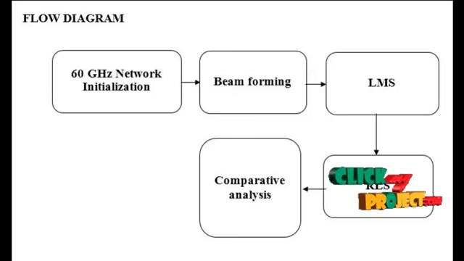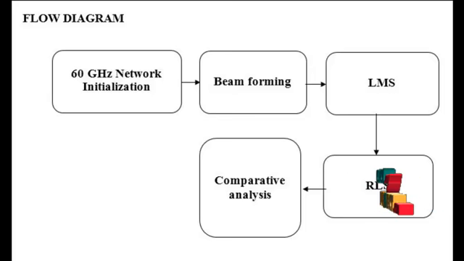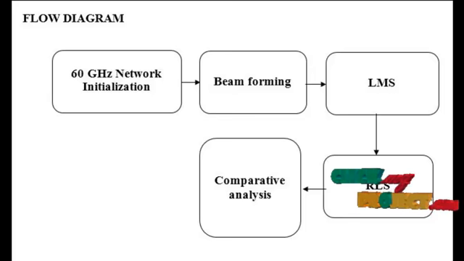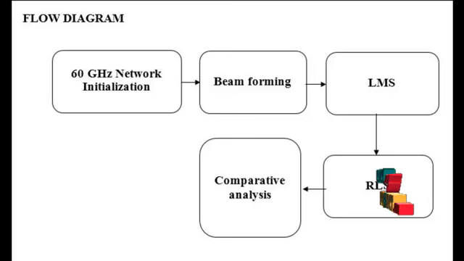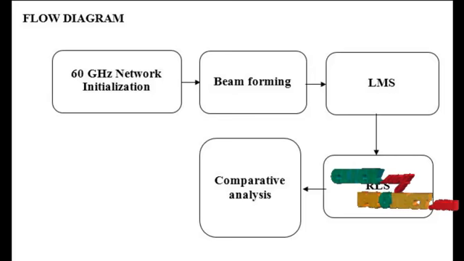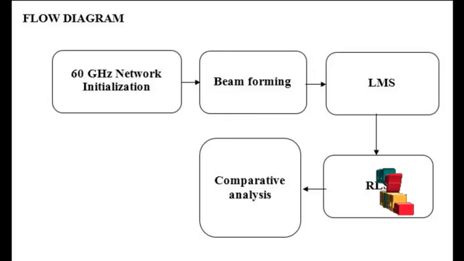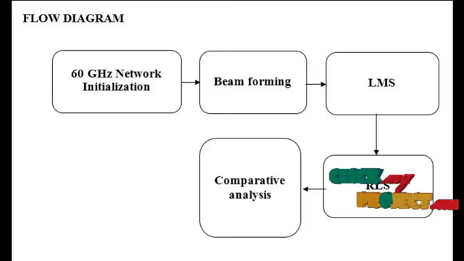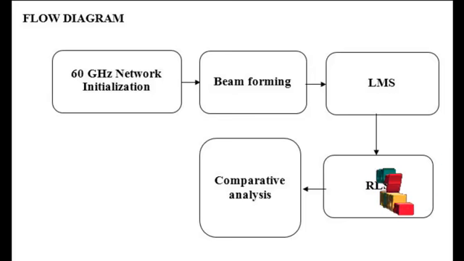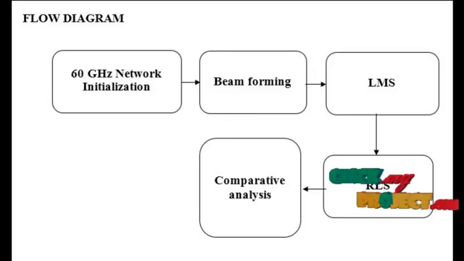High-speed data transfer requires a large amount of bandwidth. So 60 GHz network initialization is most suitable for high-speed data transfer applications. The quality and robustness of the system are improved by using relay nodes with directional antennas. The use of directional antennas increases the transmission power, efficiency, and the signal-to-noise ratio estimation.